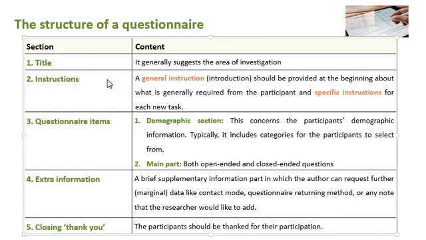The next type of instructions are specific instructions for each new task. Because the questionnaire has other sections, it is necessary to give an instruction for each section. The specific instructions should be clear enough and they should not allow multiple interpretations. Another point is that they should be expressed in a polite form.